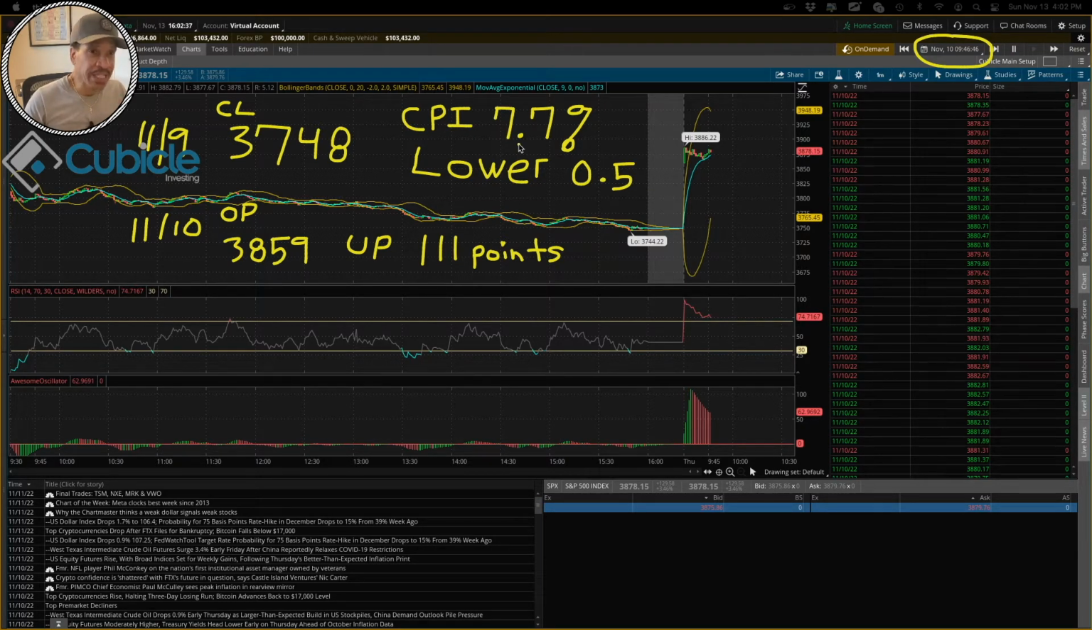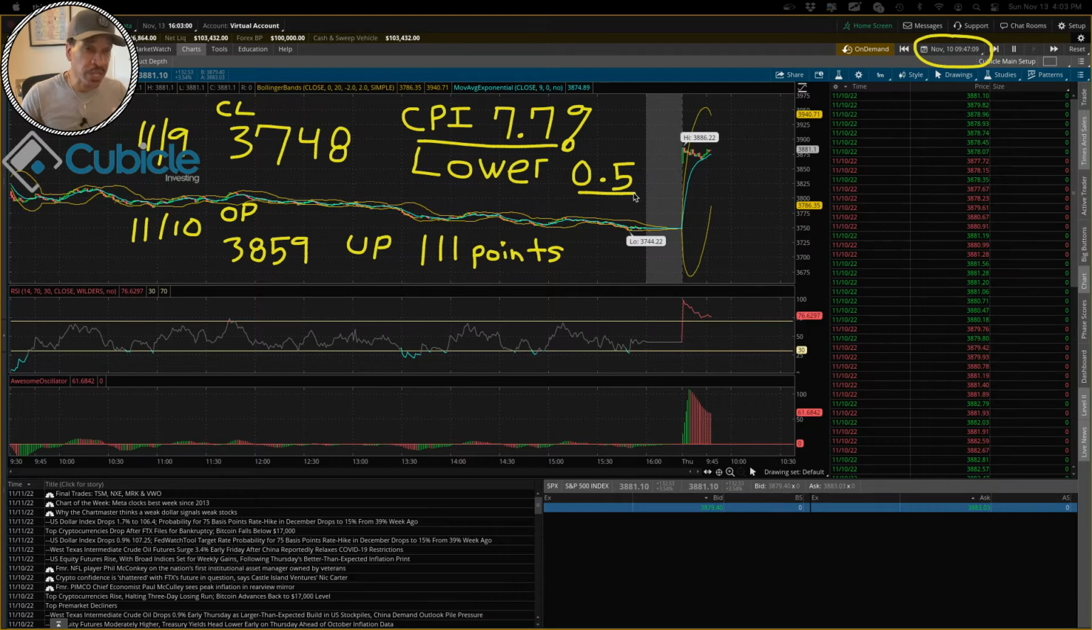Analysts were anticipating that the number would be slightly higher than the 7.7% that was conveyed on November the 10th. So this was a good news story, because it was 0.5% lower than the previous month of September. This metric comes out one hour before the market opens. It comes out at 8:30, and the market opens at 9:30 a.m.